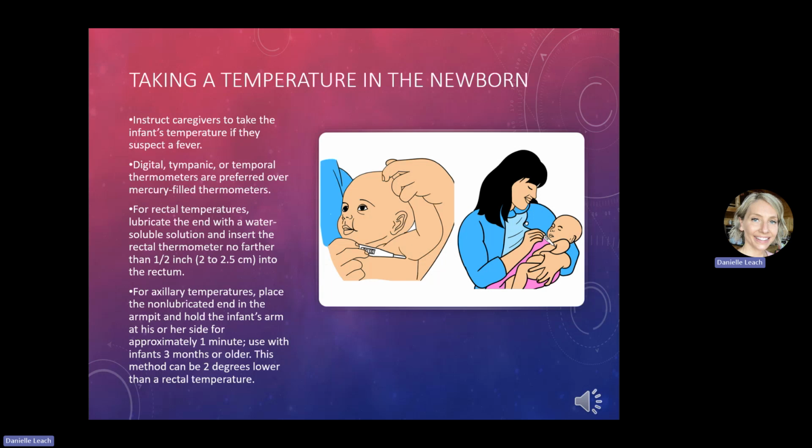We do need to let them know that the axillary method could show a lower temperature than what the temperature of the baby actually is, could be up to 2 degrees lower than their actual core temperature. We do want them to not use rectal temps unless absolutely necessary, just because it is more difficult and invasive and there is a chance for injuring the baby. But if they do need to do one for whatever reason, educating them that they do need to lubricate the end with a water-soluble lubricant and then insert it no farther than about 1/2 inch.